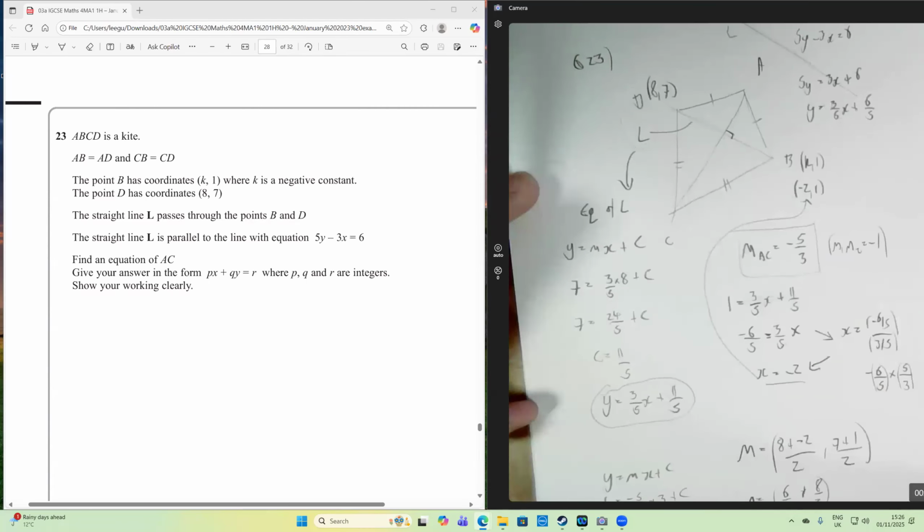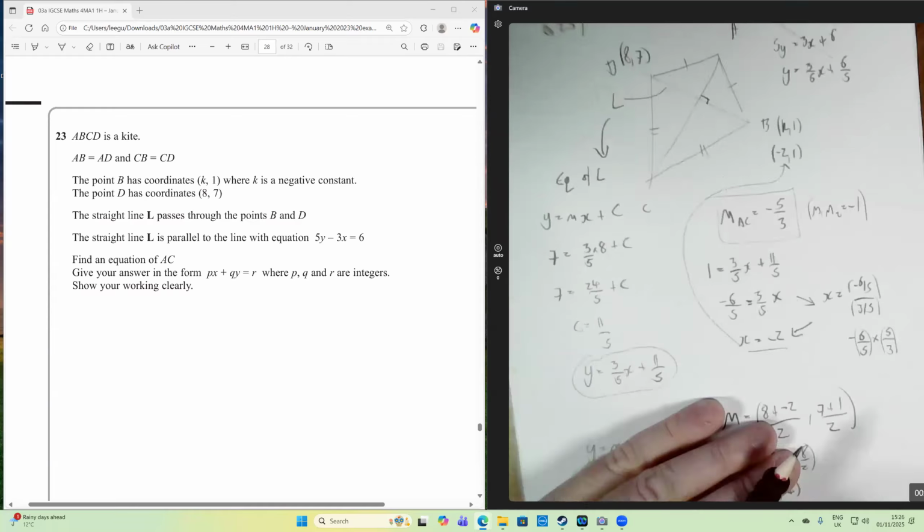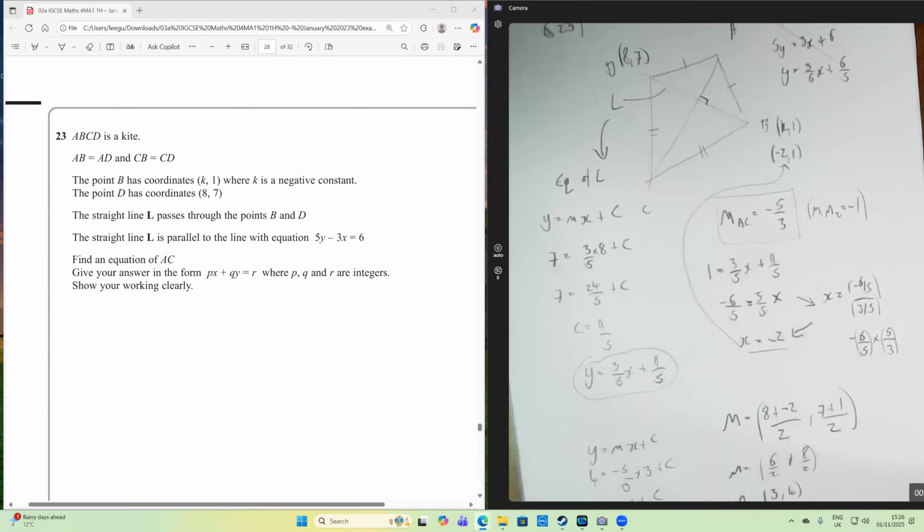So let's do that. We start off by writing down y equals mx plus c. We sub in the point, which has a y coordinate of 7 and an x coordinate of 8. We sub in the gradient, which we know is 3/5, and that is going to enable us to work out c. So that gives us 7 is equal to 24 over 5 plus c.